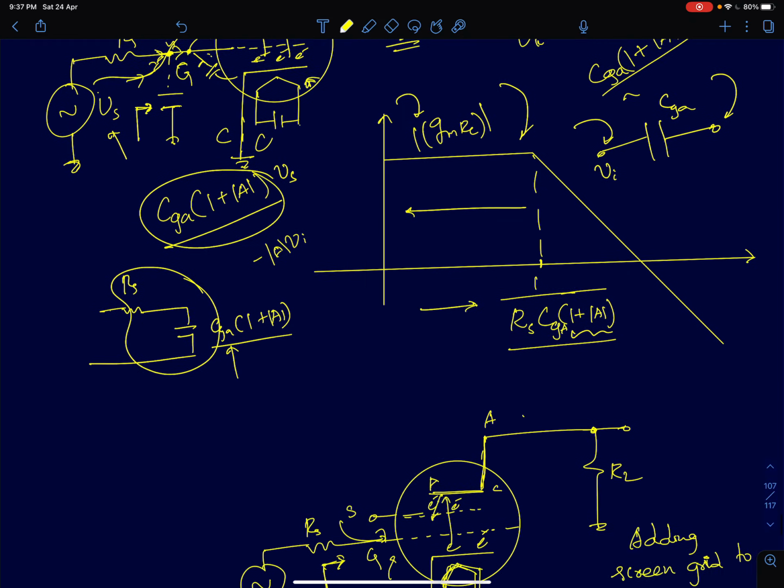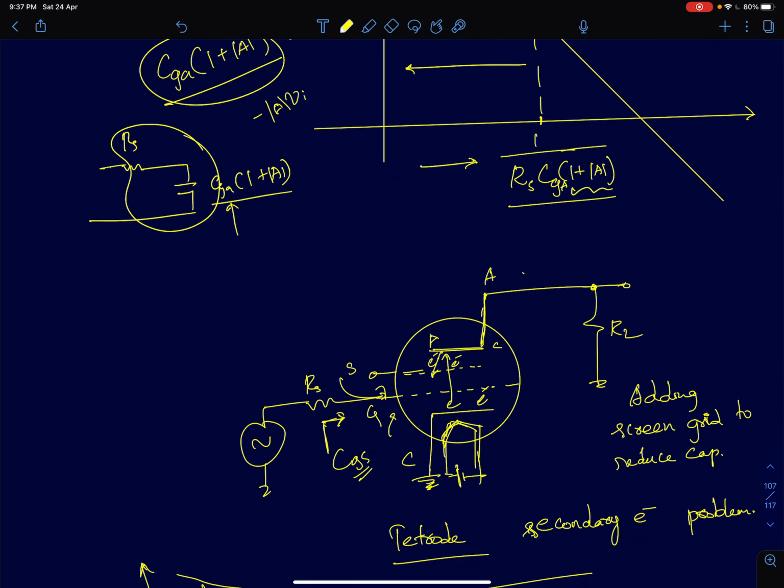That thought process led to a device called the tetrode, or the 4-terminal vacuum tube amplifier. In that, they introduced another terminal called the screen grid terminal. This is like a grid terminal, but the voltage at this terminal is fixed. I'm calling it VSG, the screen grid terminal voltage. It's fixed at some DC voltage.